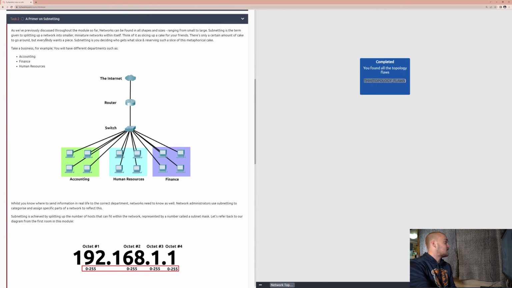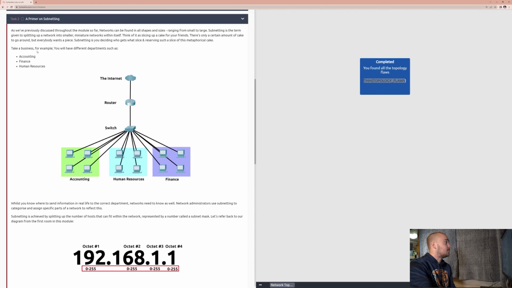So as we've previously discussed throughout the module so far, networks can be found in all shapes and sizes, ranging from small to large. Subnetting is the term given to splitting up a network into smaller, miniature networks within itself. Think of it as slicing up a cake for your friends. There's only a certain amount of cake to go around, but everybody wants a piece. Subnetting is you deciding who gets what slice and reserving such a slice in this metaphorical cake.